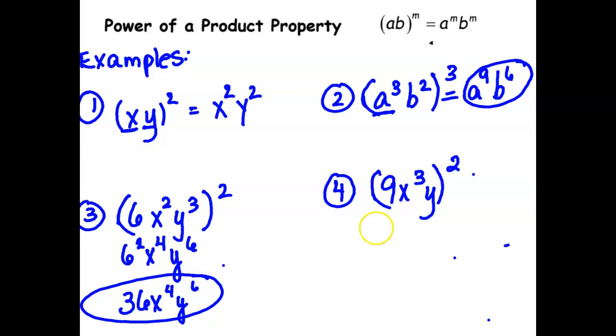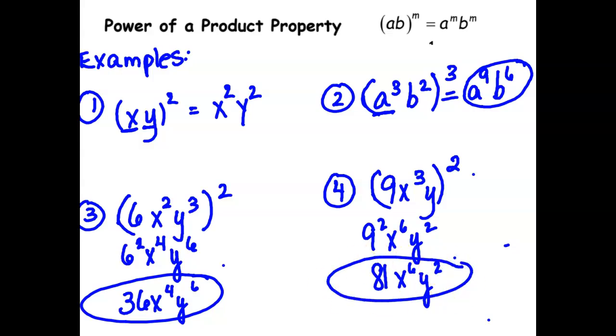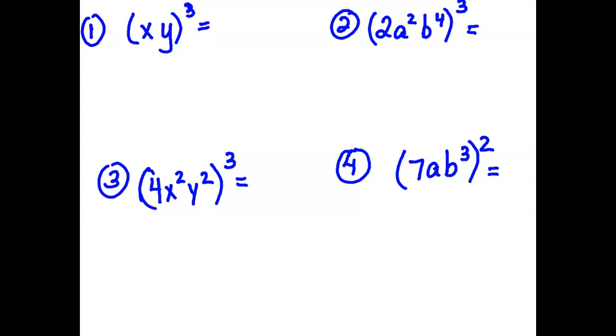And number 4, we would get 9 squared, x to the 6th, and y would be squared. 9 squared is 81, x to the 6th, y squared. Okay, so write down these 4 problems, pause the video, and come back and check it.